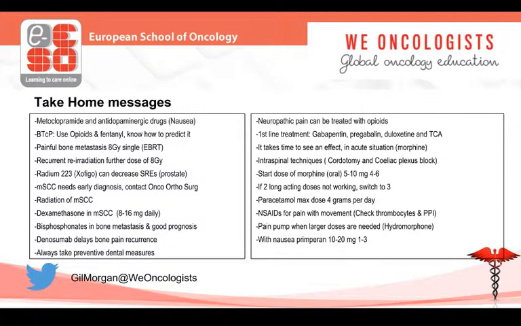The start dose of oral morphine is 5 to 10 milligrams, 4 to 6 times a day. If 2 long-acting doses are not working with morphine, you can switch to 3 doses a day. Paracetamol max dose, 4 grams per day. And NSAIDs can be used for pain that comes from movement, but check the thrombocytes and consider starting omeprazole at the same time.